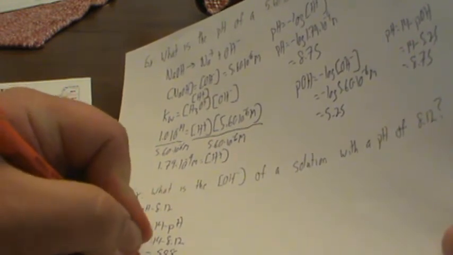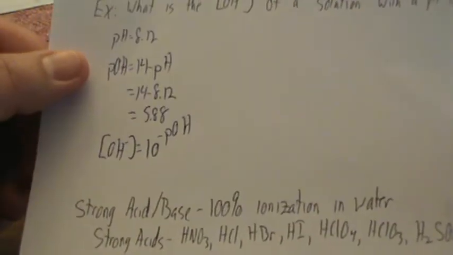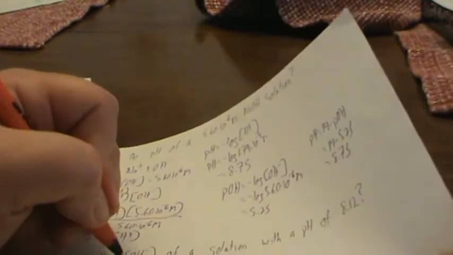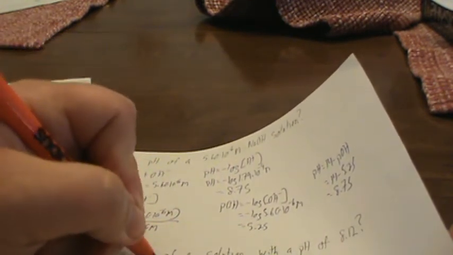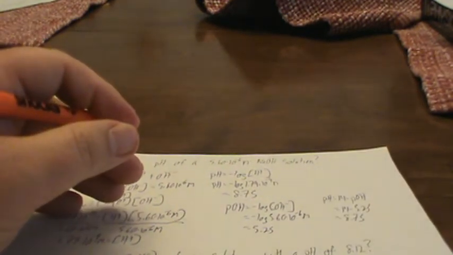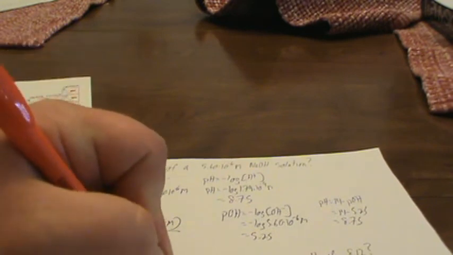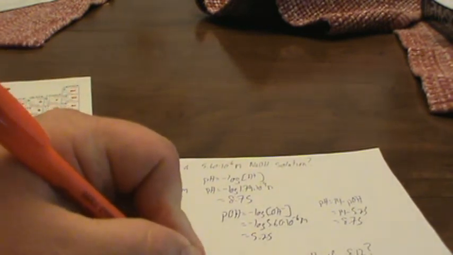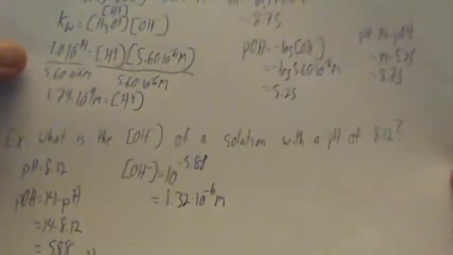Now that we have our pOH, we can find the hydroxide concentration by taking the antilog of negative pOH. Concentration of hydroxide, 10 to the negative 5.88. And I'm coming up with 1.32 times 10 to the negative 6 molar. Okay, so that's one route.